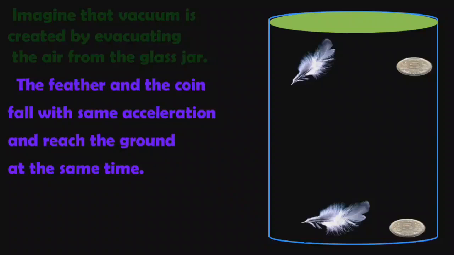This experiment was done by Galileo Galilei from the Pisa Tower. So, finally he concluded that the g value does not depend on the mass of the object.